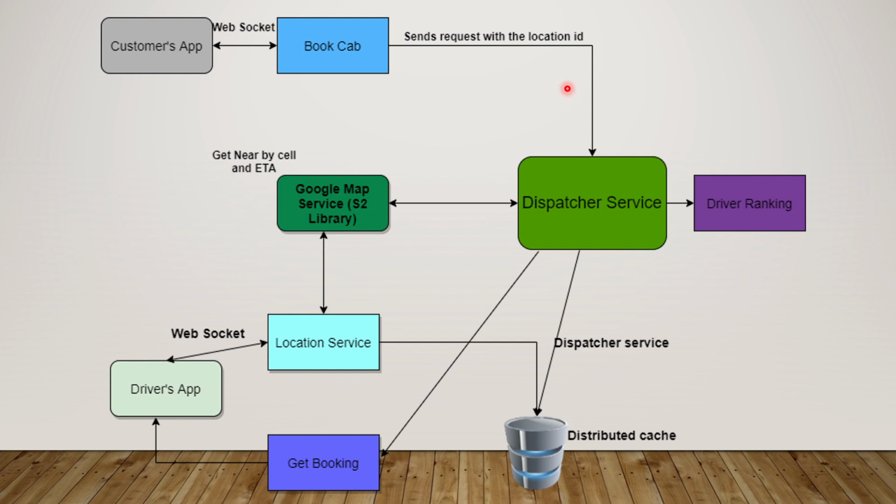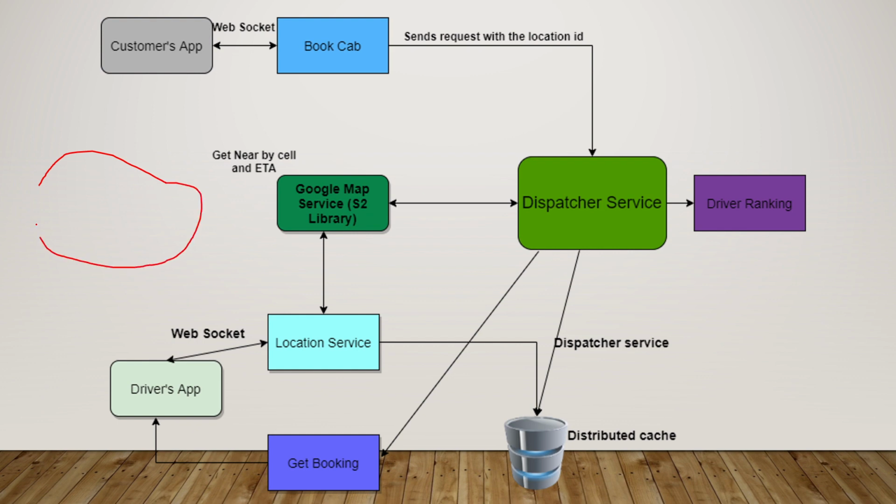Now what the dispatcher service will do is it will talk to a Google Map service. So the Google Map service will use the S2 library of Google, and from this S2 library it will pick up the nearby location. So what Google Map service does is, if you don't know, then I will quickly go and show you.